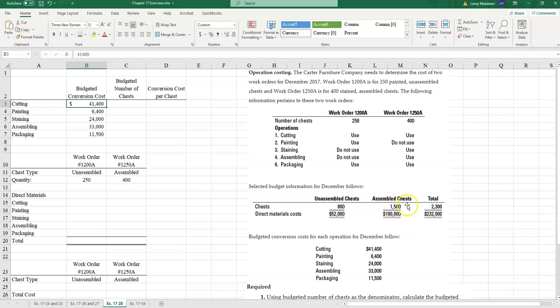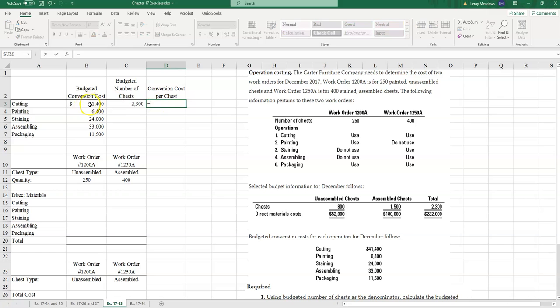We're going to add these 2 together, 800 plus 1,500 gives me 2,300, and we're going to take that cutting cost and divide that by the budgeted number of chests going through the cutting department, which was 2,300. And when we do that, what is my conversion cost per chest? I'm going to take my 41,400, divide it by 2,300, and that will give me a budgeted conversion cost of $18 per chest.